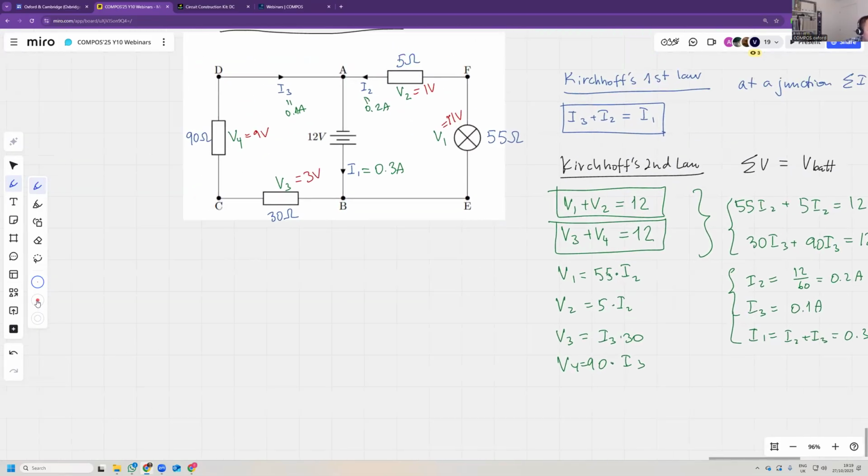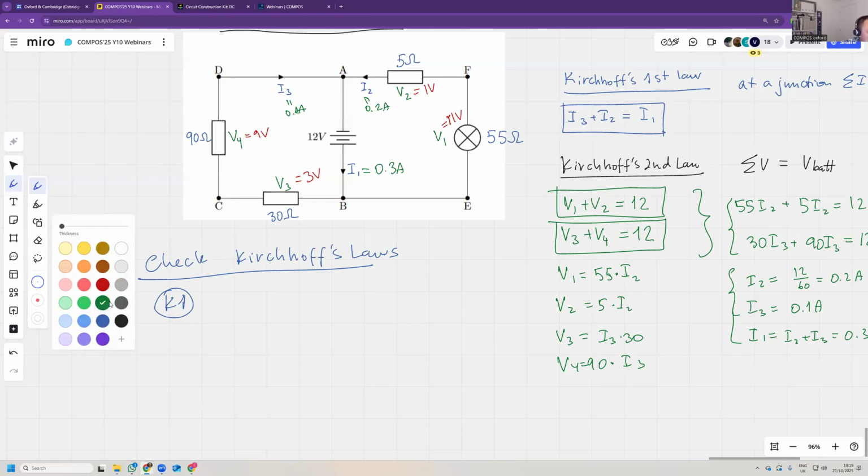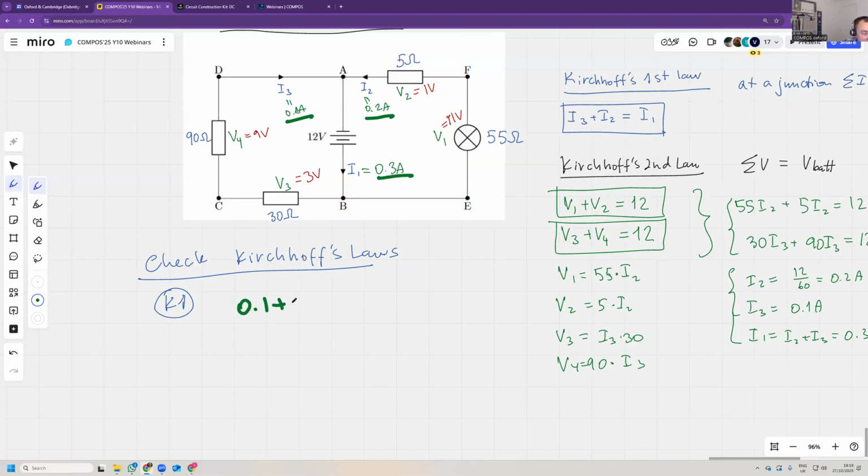Now, let's use this to check Kirchhoff's laws. So Kirchhoff's first law says that the sum of currents at a junction is 0. Well, we have 0.2 amps going in, 0.1 going in, and 0.3 going out. So 0.1 amps plus 0.2 amps minus 0.3 amps is 0.